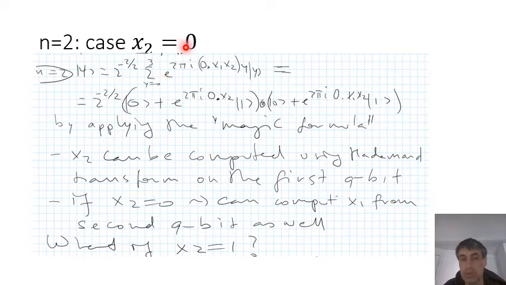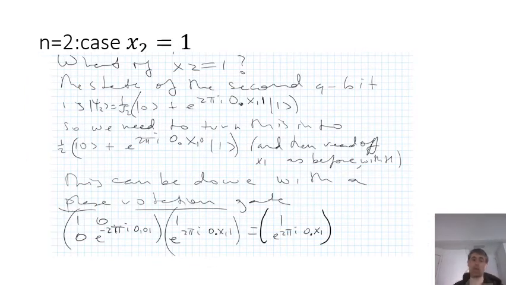And this is what this note should be saying, right? So if we apply a Hadamard gate to the first qubit and we find out that x2 is equal to 0, the only other thing we have to do is apply the Hadamard gate to this one, and we're done. Okay. And I'll collect all of these cases in a single diagram when I'm done treating the second case. The second case is when x2 is equal to 1.